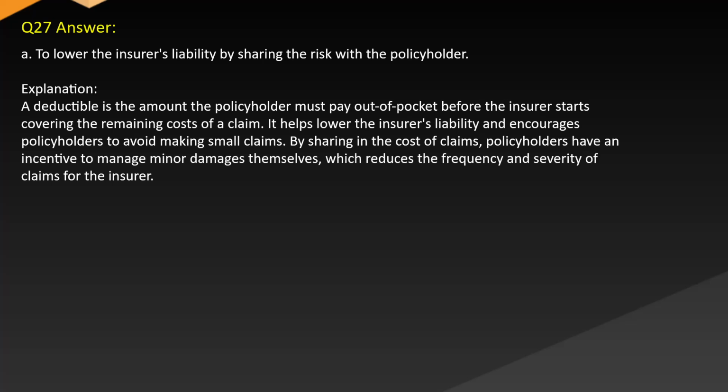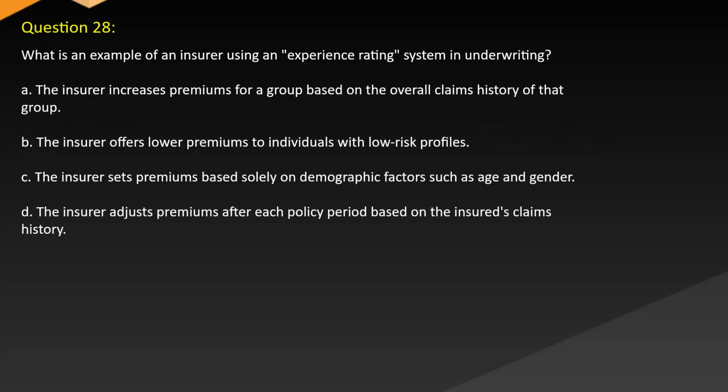Explanation. A deductible is the amount the policyholder must pay out of pocket before the insurer starts covering the remaining costs of a claim. It helps lower the insurer's liability and encourages policyholders to avoid making small claims. By sharing in the cost of claims, policyholders have an incentive to manage minor damages themselves, which reduces the frequency and severity of claims for the insurer. Question 28. What is an example of an insurer using an experience rating system in underwriting?